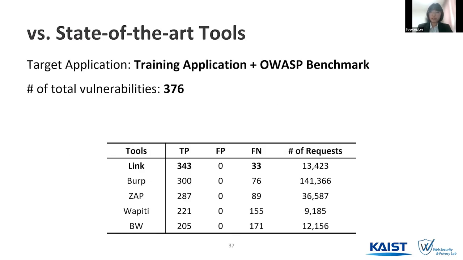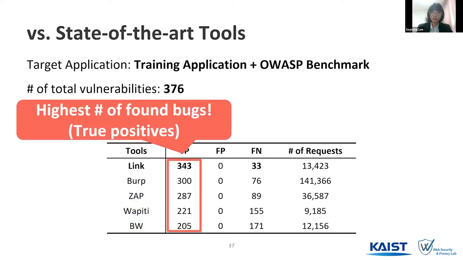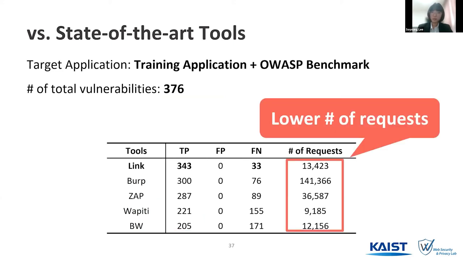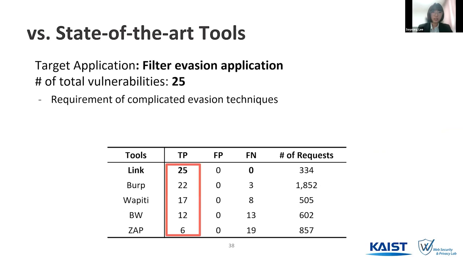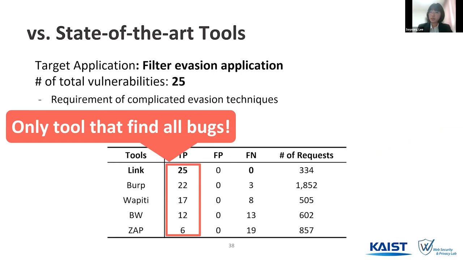First, we compare Link against four state-of-the-art penetration testing tools. We ran those tools on the four applications with 376 vulnerabilities. You can see here that Link reaches the highest number of found bugs, and Link also needs fewer requests than other tools which have results similar to Link. We note that Link's performance stands out compared to the other scanners regarding the filter evasion application. This stems from the effectiveness of the agent, which analyzes the feedback and suggests optimal actions to bypass incorrect filter logic.